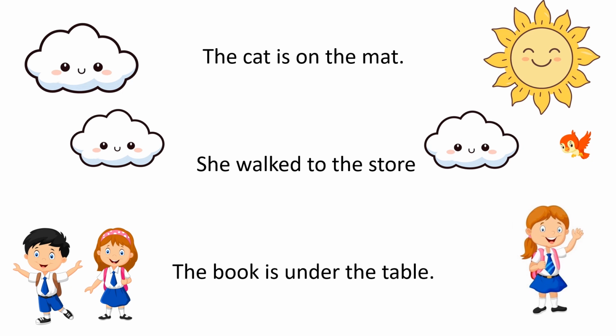The cat is on the mat. Which one is the preposition? It's on. On the next one, she walked to the store. Which one is the preposition? It's to. The third one, the book is under the table. Which one is the preposition? It's under.